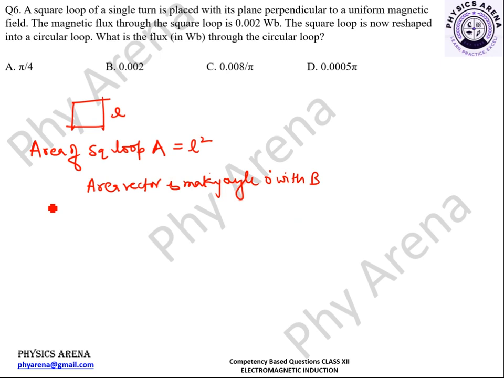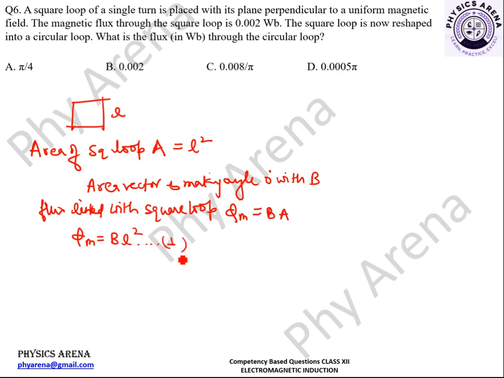So now the flux linked with the square loop will be phi m is equal to B times A, because cos 0 is 1. And we have obtained the area for the square loop as L square. So it will be phi m is equal to B into L square. This is my equation number 1.